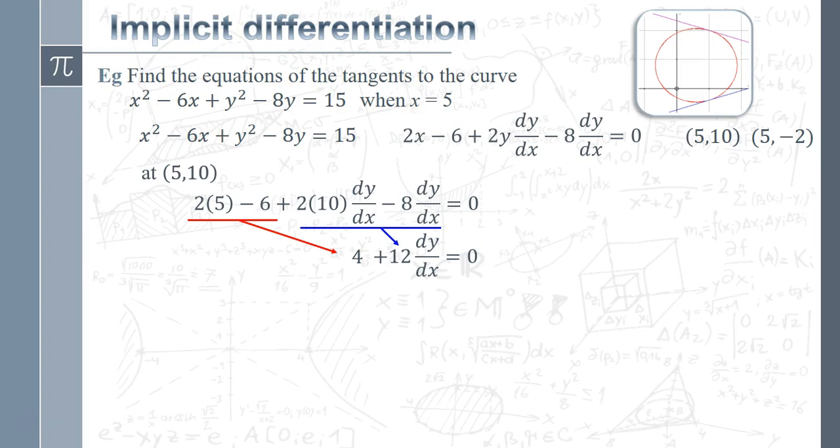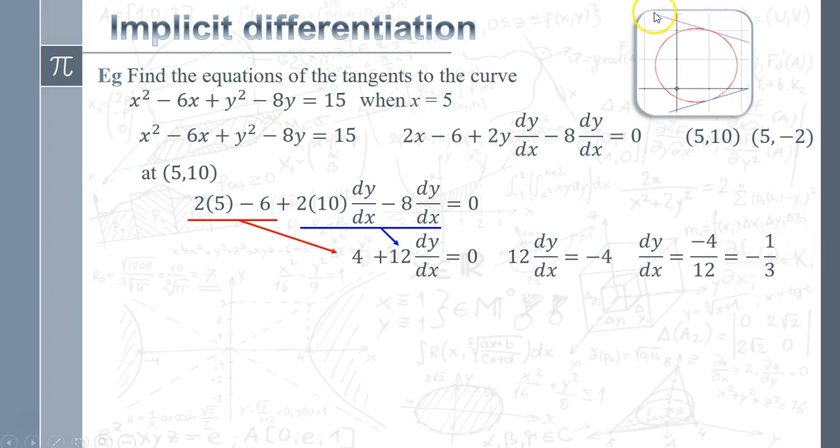It's almost like you see that dy dx essentially becomes a variable in its own right. What we're going to do now is rearrange the equation to say dy dx equals. And that's just a simple job of moving the 4 over and dividing by the 12, and there you go. Our gradient at (5, 10) is minus 1/3. Now that I've got that, let's keep going.